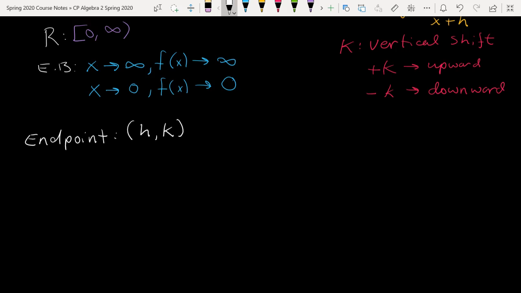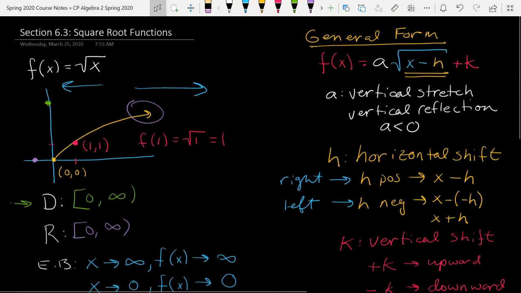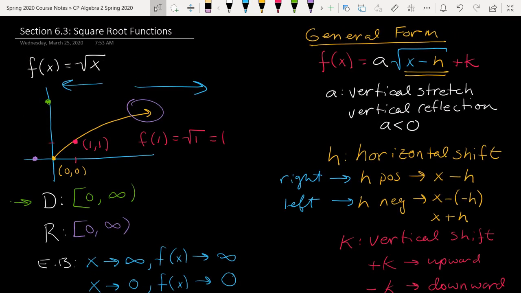Another important thing to remember about transformations to the parent function has to do with the vertical stretch. Remember that when a is greater than 1, we're going to have a stretch, and when a is less than 1, we have a shrink. Just to point this out on the graph that we drew a second ago, we know that this curve runs through the point 1, 1. That is the parent function. If we transform this by changing a, it's going to either stretch that point 1, 1 higher or lower.